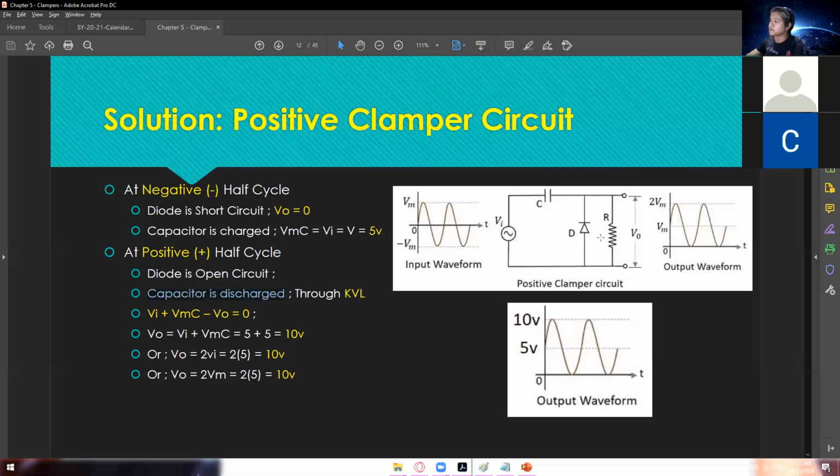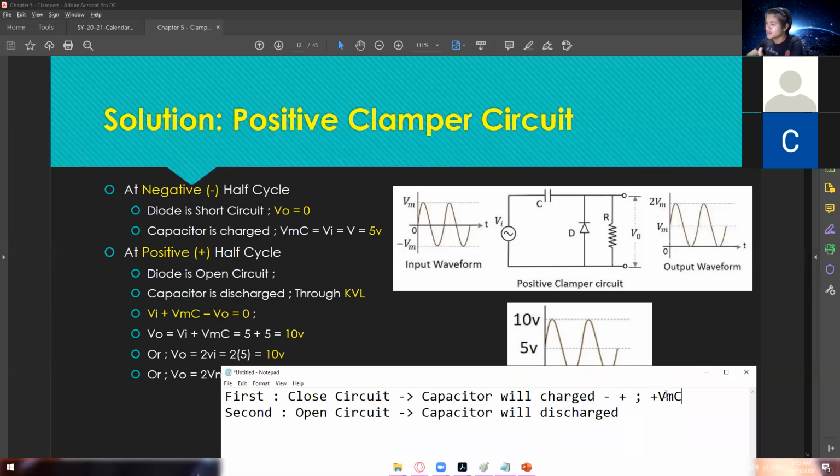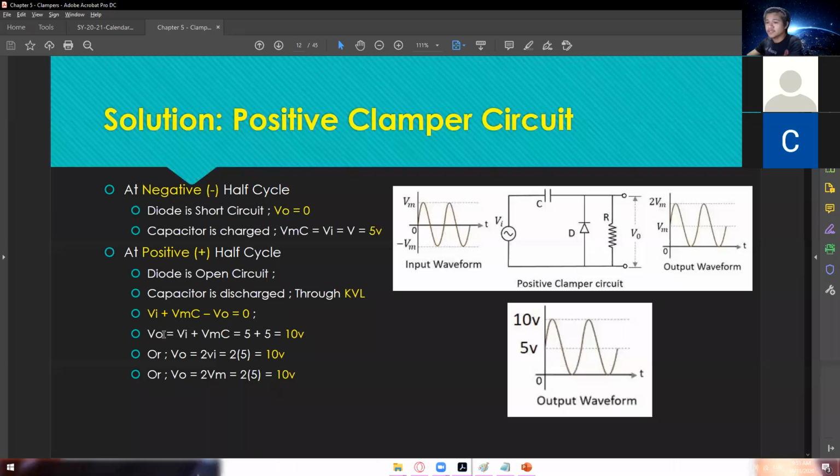So you can simply remove this one and just focus on the V sub I, the capacitor, and then the R sub L. If you're going to apply KVL, you will have this equation: positive V sub I, plus VMC, which is the polarity of our VMC, and then minus V sub O, because of course we'll get a voltage drop at this point. If you simplify this one, you'll get V sub O is equal to V sub I plus VMC.